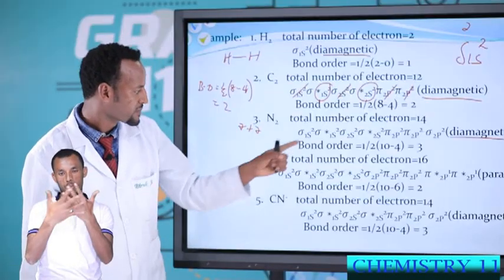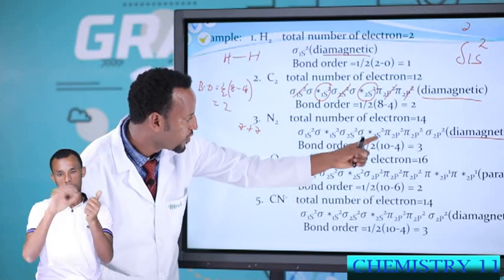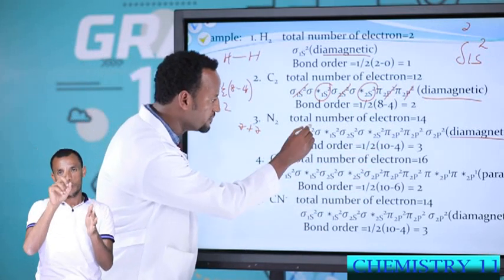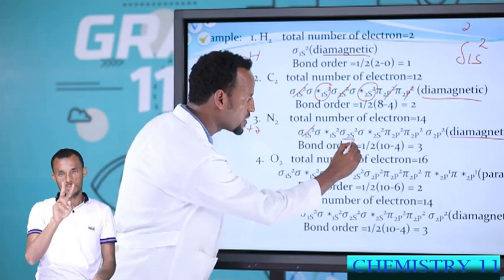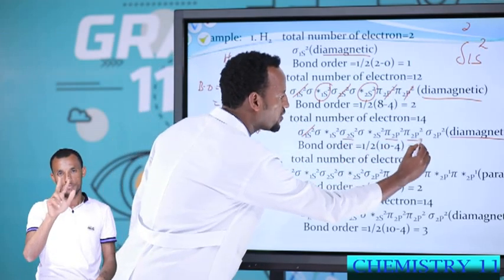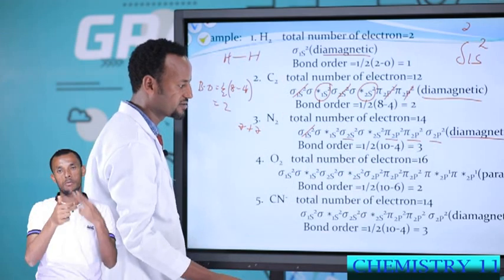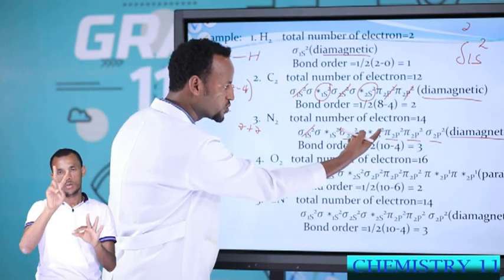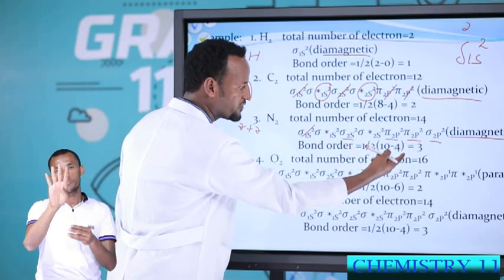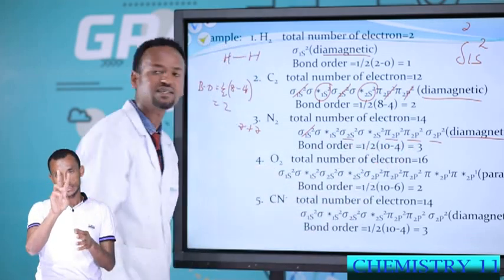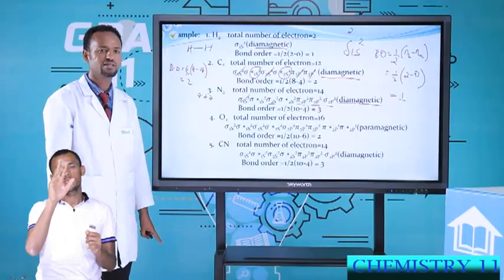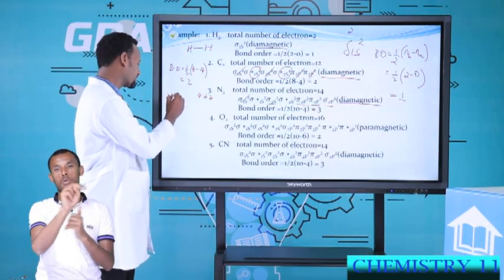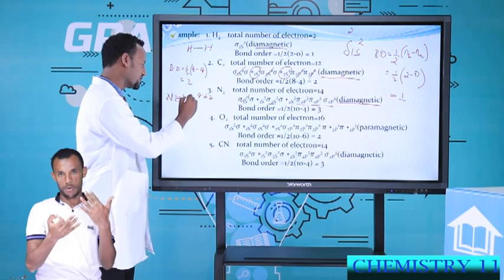Next, bond order. Bond order is equal to half of 10 minus 4. Why 10? 1, 2, 3, 4, 5 times 2, 10. Minus 4, which means a star, 2, another star, 2. 2 plus 2, 4. 10 minus 4, 6. Divided by 2, 3. What does that mean? 3 indicates a triple bond. Therefore, nitrogen forms a triple bond like this.